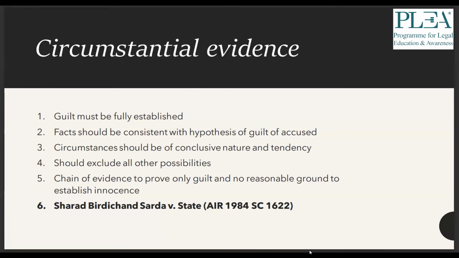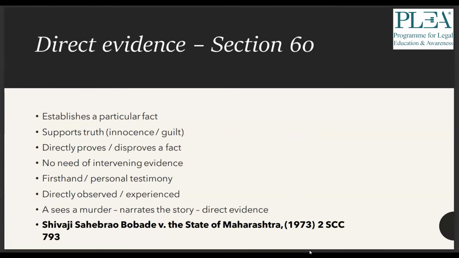You may go through it. Next talks about direct evidence, which is included in section 60. Now we all know what direct evidence is. It establishes a particular fact. Say A has killed B with a knife. This is a fact and it establishes that the person has committed the crime. Direct evidence in this case could be CCTV footage, wherein it is seen in the recording that A is actually killing B. That's direct evidence. As per section 60, it should support the truth, whether it is the guilty mind or the guilt of the accused or the innocence of the accused. So it should always support the truth.